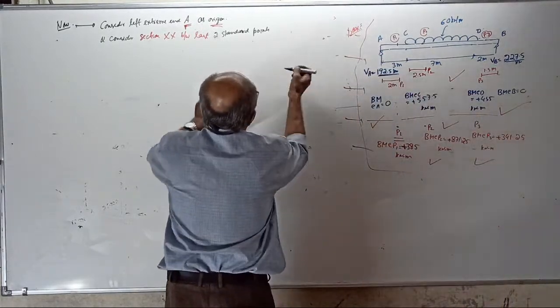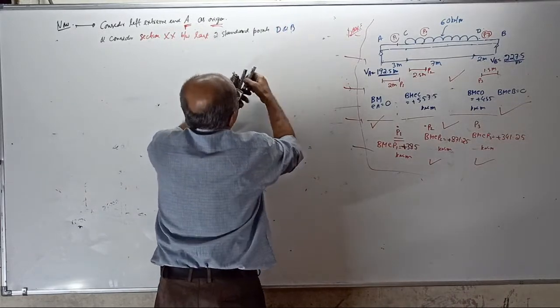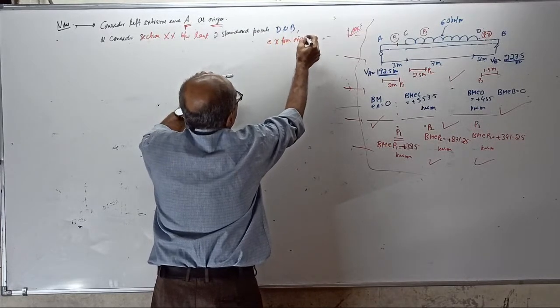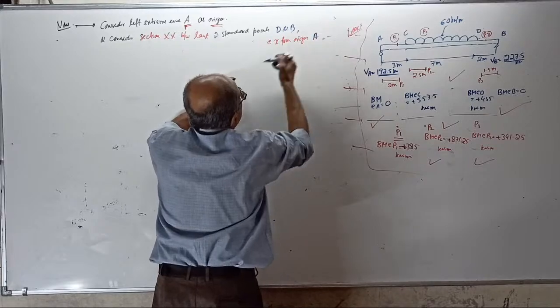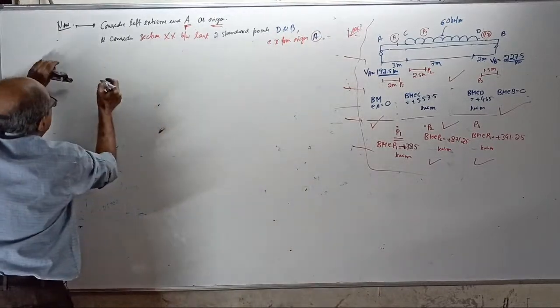D and B, okay, mix of color. D and B at X from origin A. Okay, start. Write a neat sketch here.